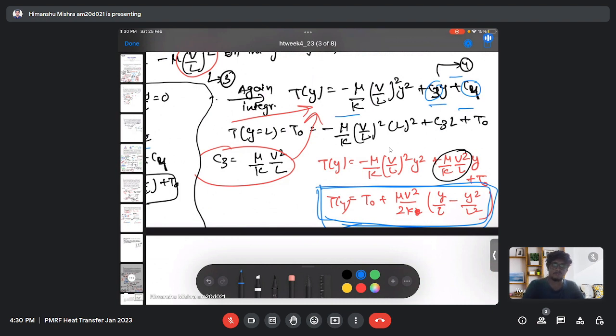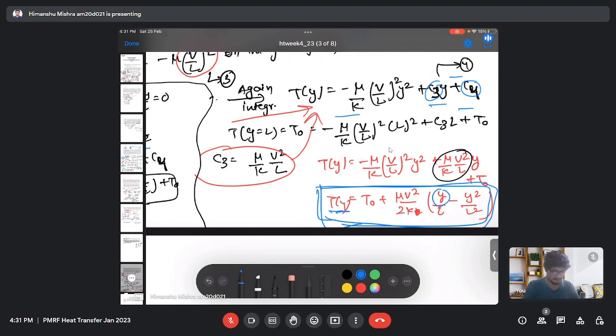Now, once I get the temperature profile, to find the maximum temperature we need to take the derivative of the temperature profile, which is the slope of the temperature, and equate it to zero: dT/dy equals 0. From there, we can define the location where the temperature is maximum. We get L by 2 as the location of the maximum temperature, and at L by 2 we find the temperature, which is the maximum temperature.